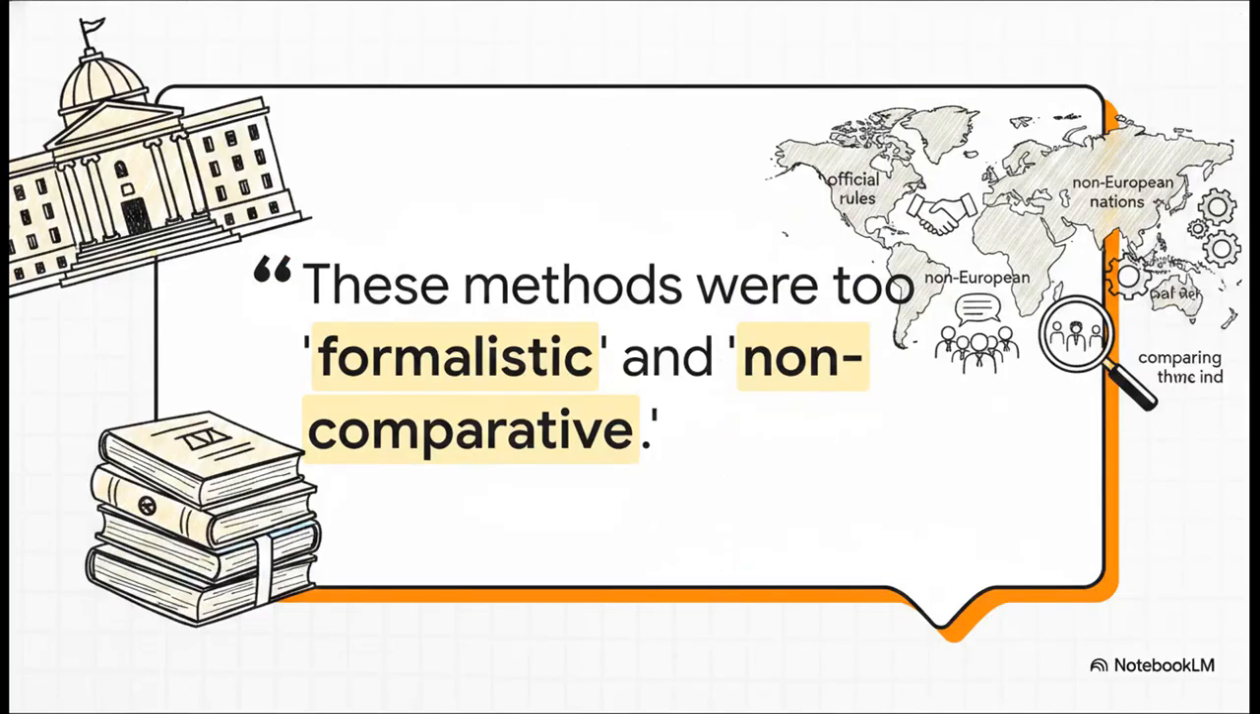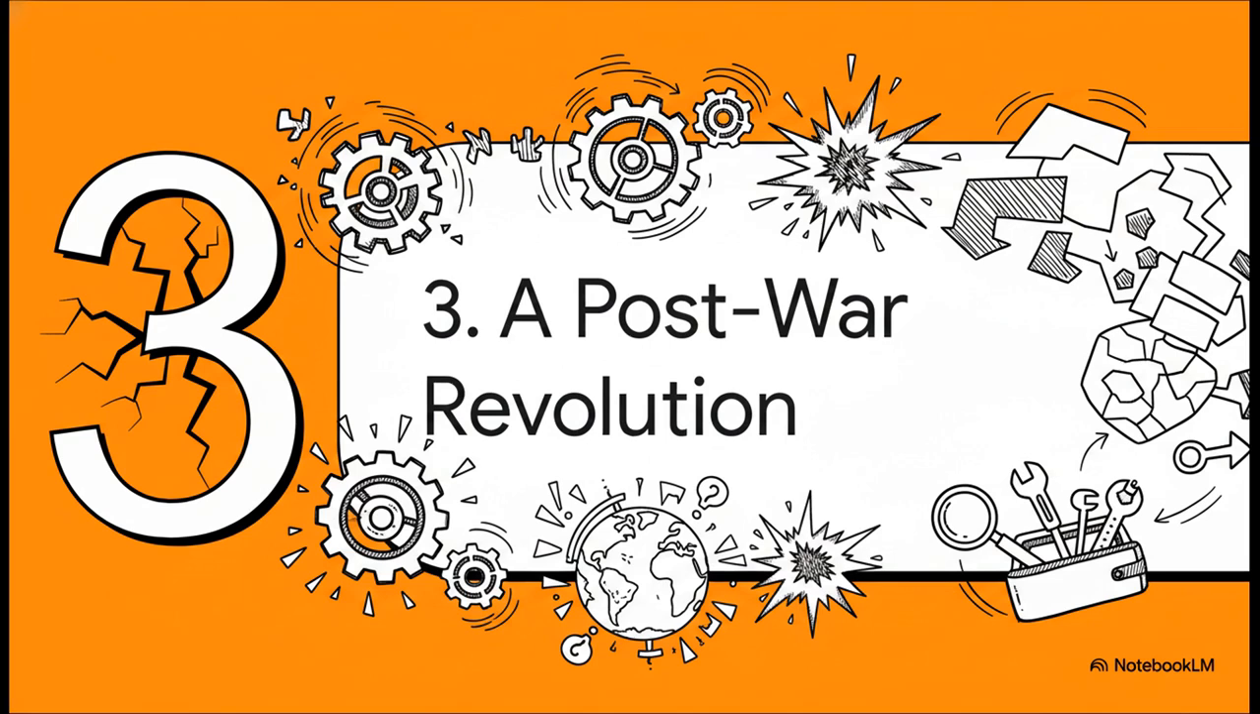And this is where it all started to fall apart. As the scholar Roy Macridis pointed out, these methods were just too formalistic and non-comparative. What he meant was, they were way too focused on the official rules of Western governments, and they completely failed to explain how politics actually worked on the ground, especially in all the non-European nations that were becoming more and more important. And then, a global catastrophe just shattered everything.